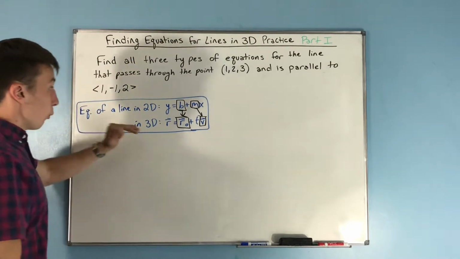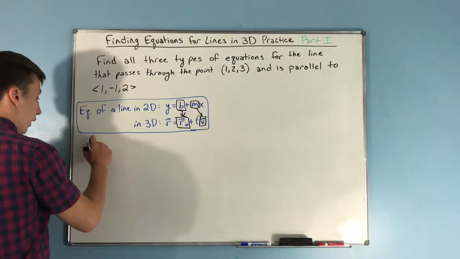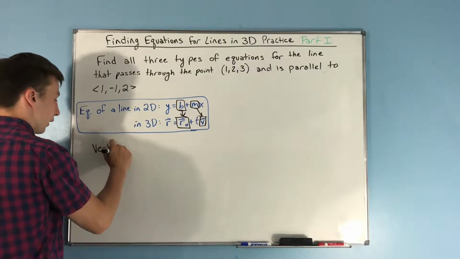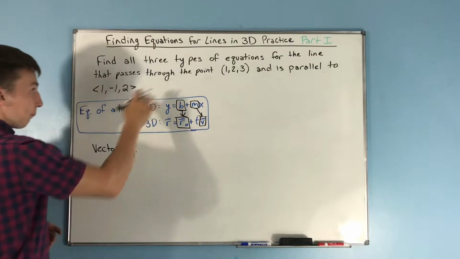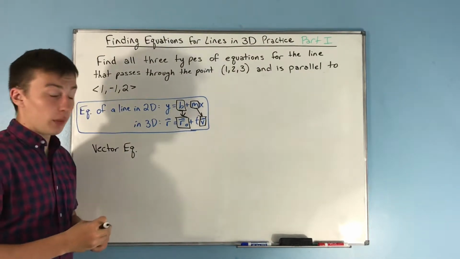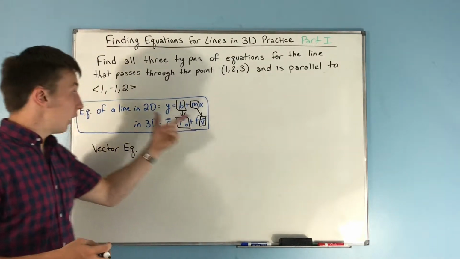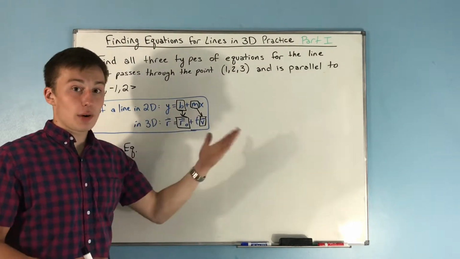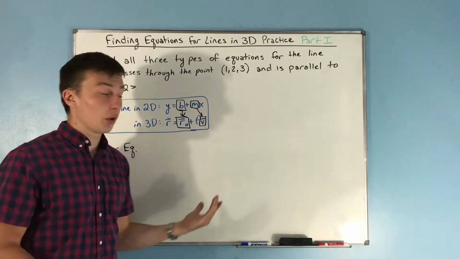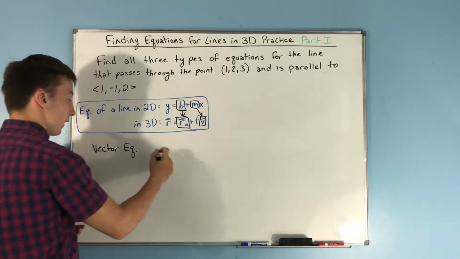Now we need to actually start doing these equations. First off, we need to find the vector equation. That's this equation, and we're going to find that pretty easily for this line. They gave us the point, and they gave us a vector that's parallel to it. So they give us a point and a direction, and that's exactly what we need to set up our equations.